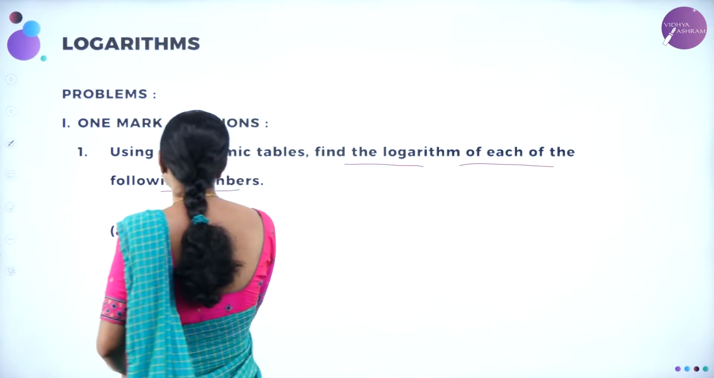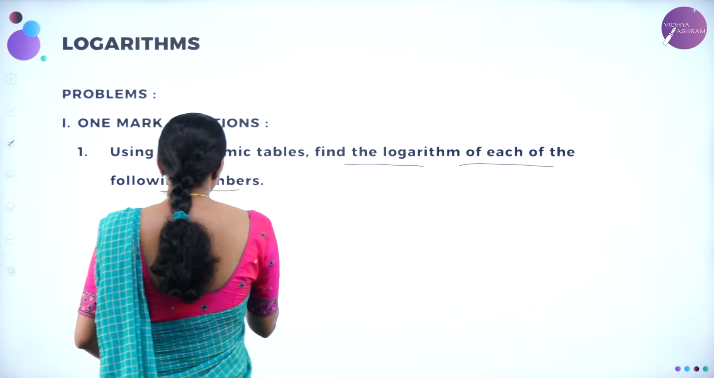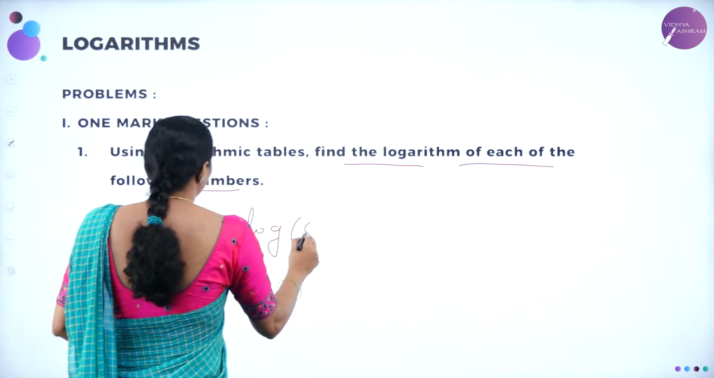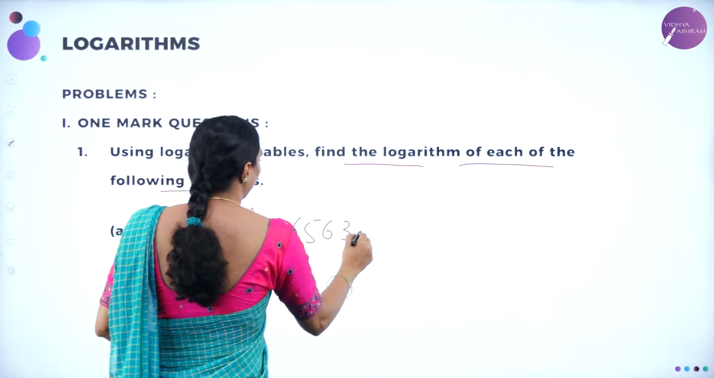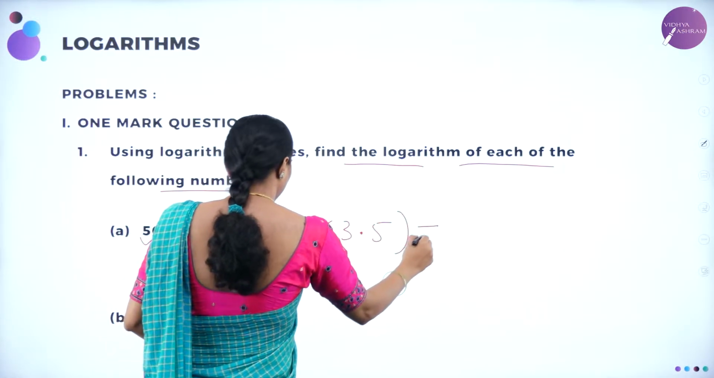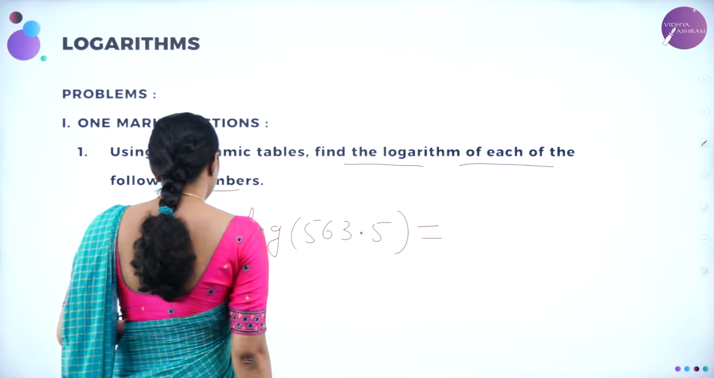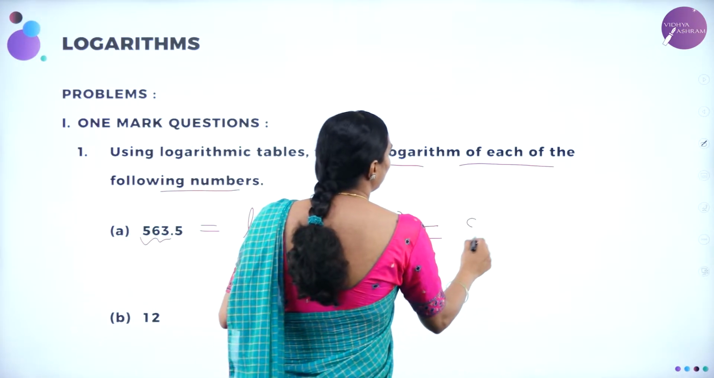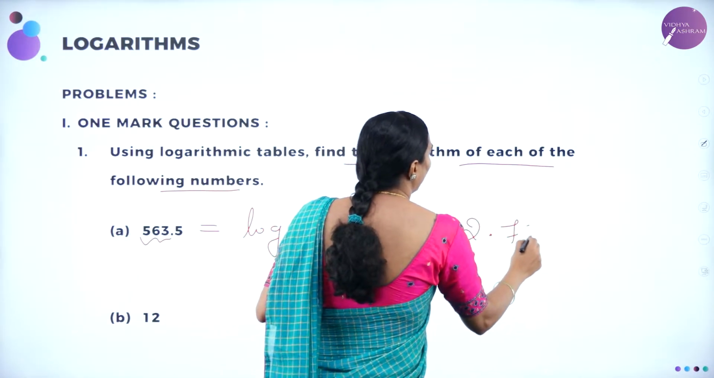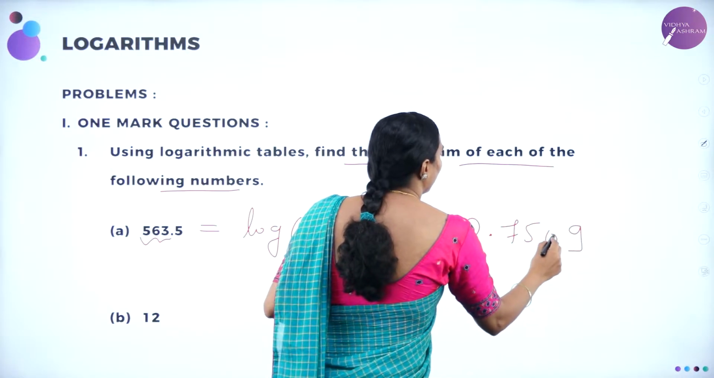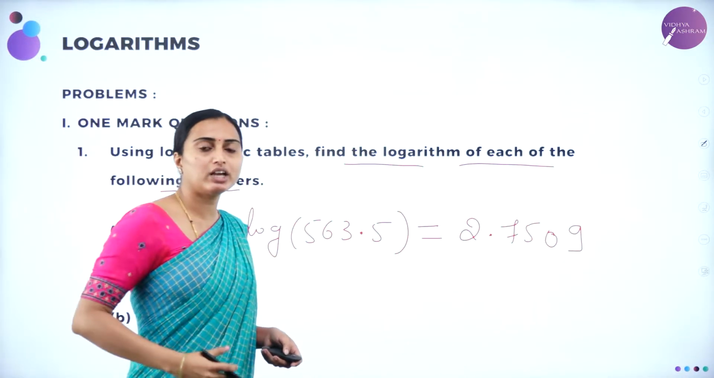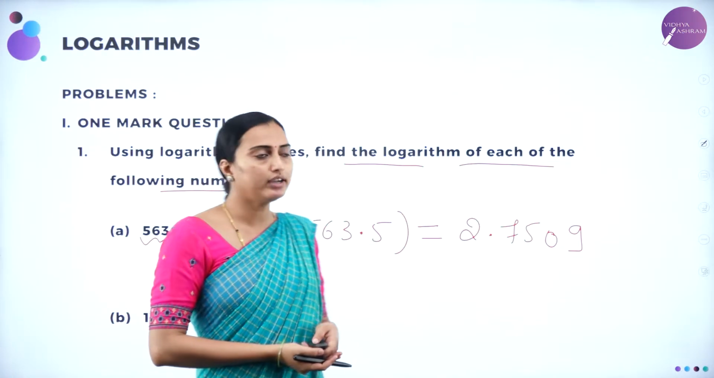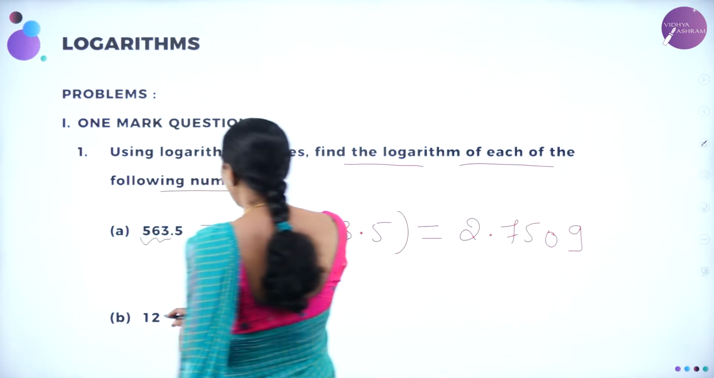Therefore the answer for log of 563.5 will be 2.7509. Okay, this is your answer. You can check according to what I have taught about finding values in the log table. Got it? So the next value they have asked is log 12.